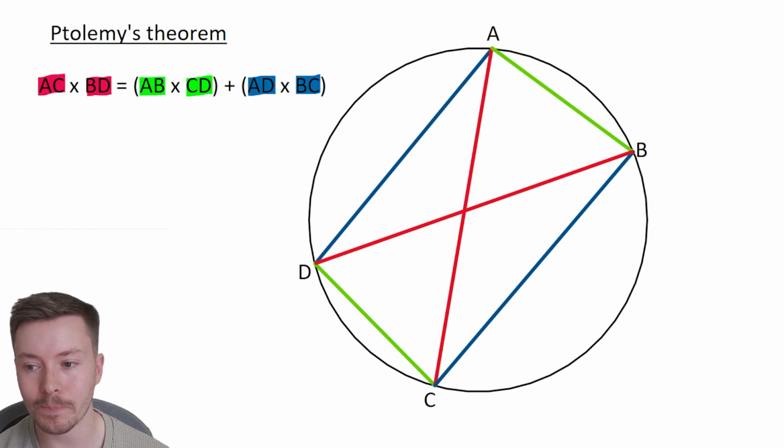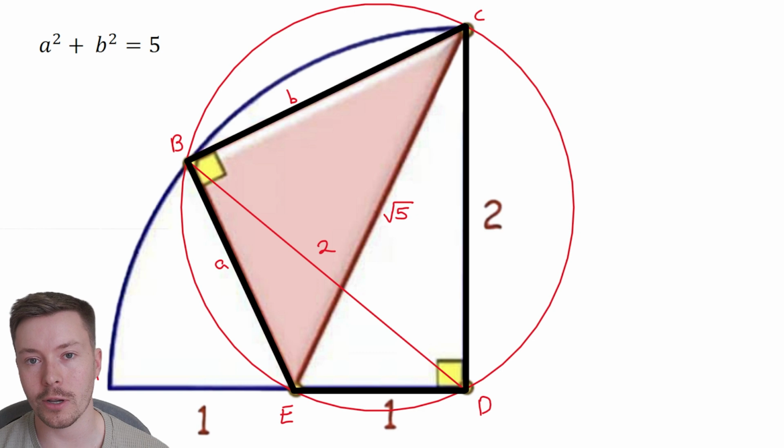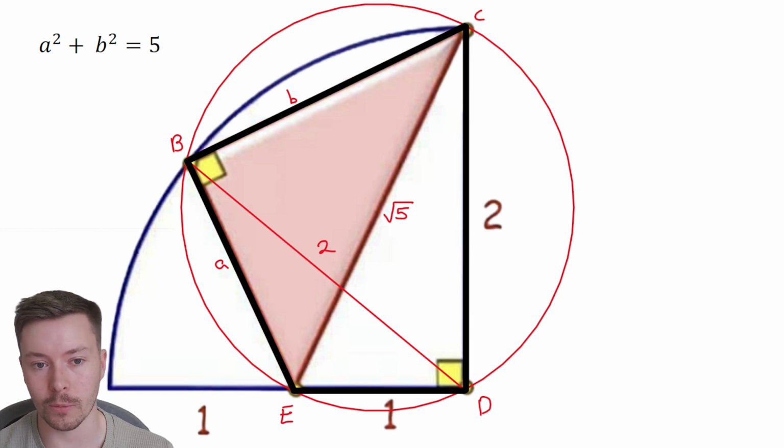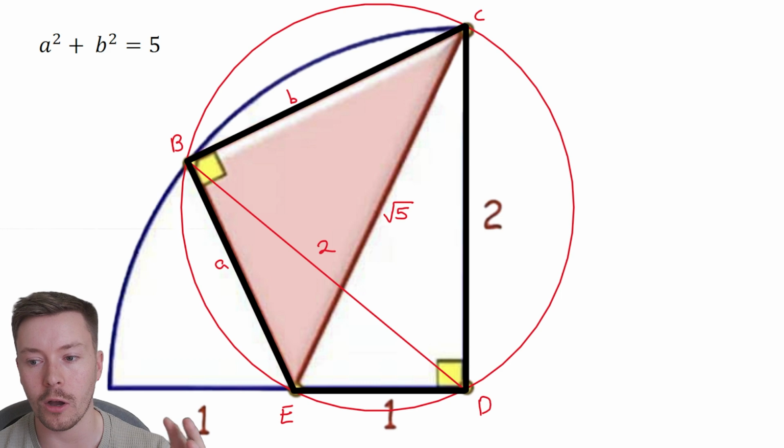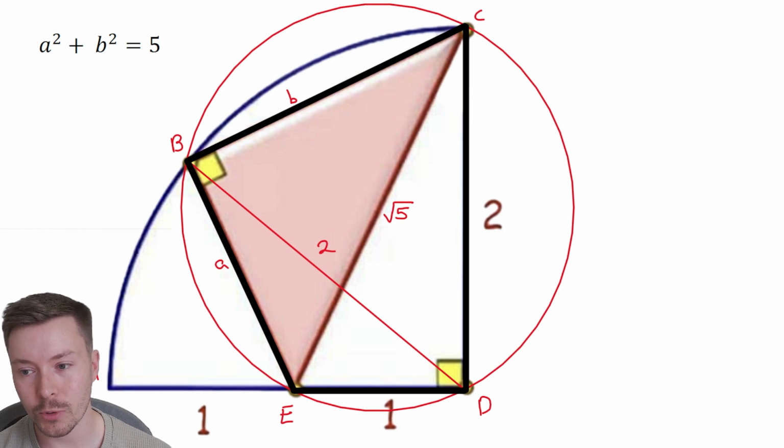So if I go back, this is my cyclic quadrilateral here. I've highlighted it with the black lines there, and that's inside the red circle that I drew myself. Now I'm going to use Ptolemy's theorem with this. So I've got obviously my radius, which is one diagonal, and I've got my root 5, which is the other diagonal.